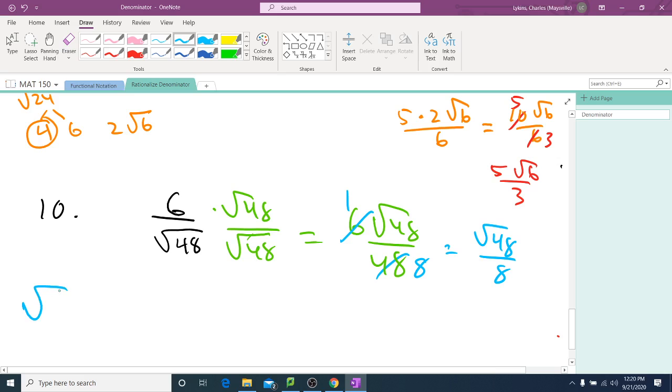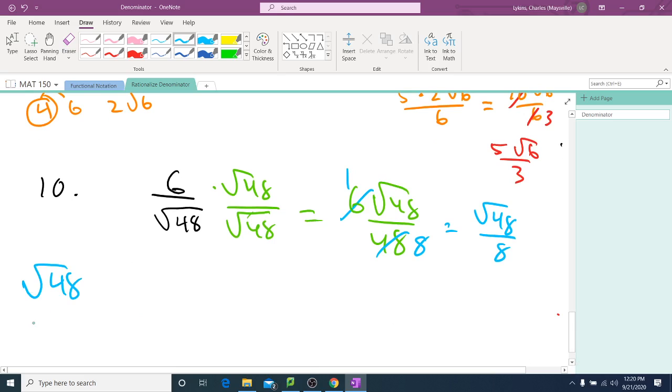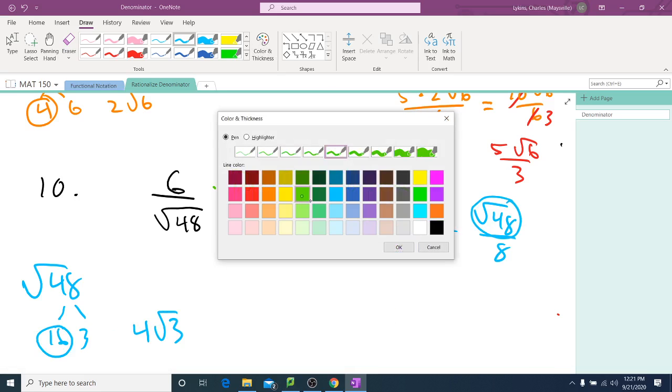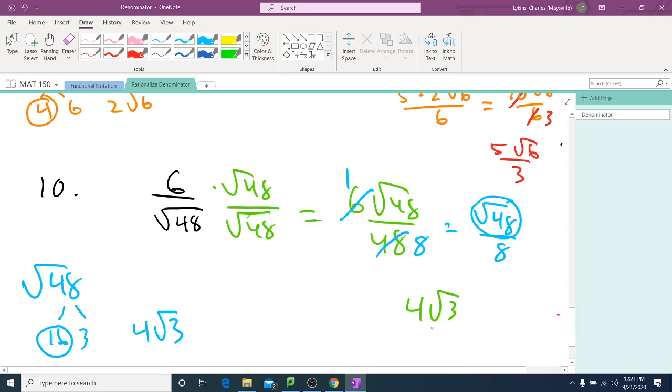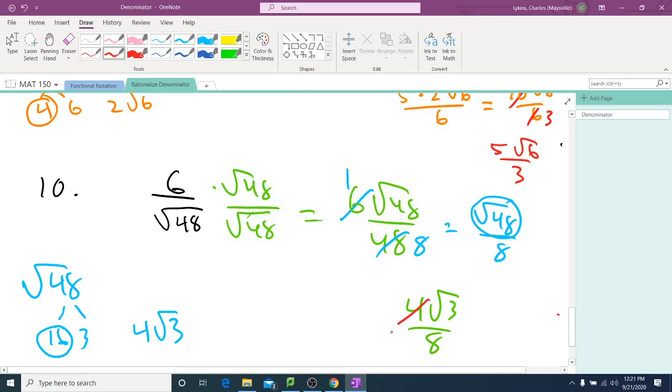So now what is the square root of 48? Well, think of perfect squares. I can use 4 if I want to. My next square is a 9. I cannot use 9, but think about 16. 16 can go into 48 3 times. What is the square root of 16? It's 4. So this is what I'm going to replace the square root of 48 by, this 4 square root of 3 over 8. And finally, 4 goes into itself 1 time. 4 goes into 8 2 times. This is square root of 3 over 2.